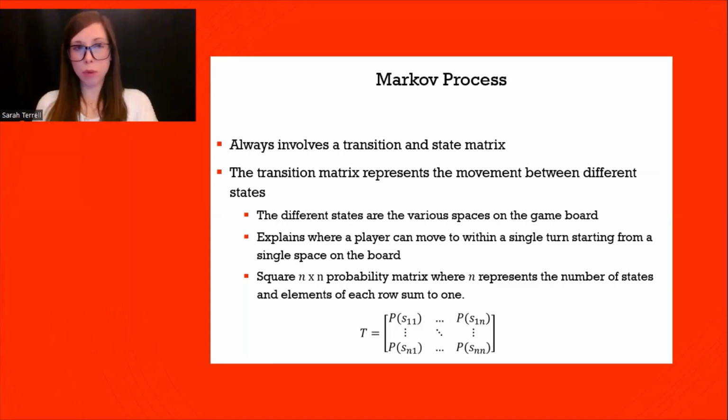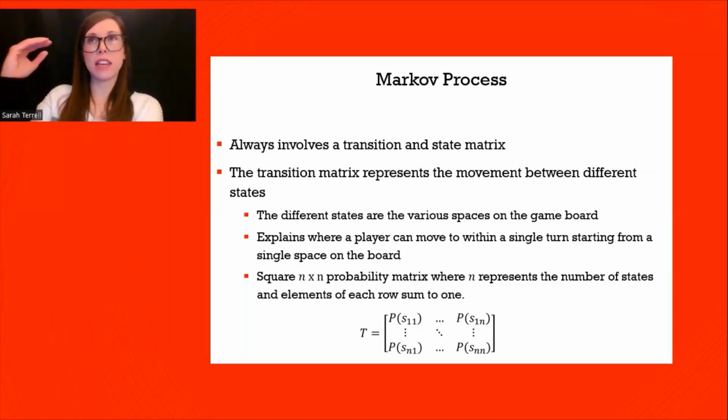Okay, and basically the point of this matrix is that it's going to explain where a player can move to within a single turn, starting from any given space on the board. So in this 41 by 41 matrix, each row tells us, given that, for instance, maybe I'm starting at Go, where are all of the places that I can move to in that turn? Then the next row would be, where are all of the places that I can move to if I start my turn on Mediterranean Avenue?